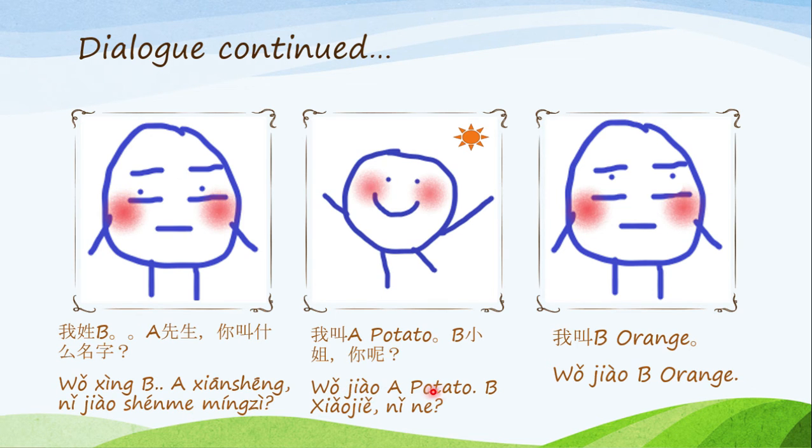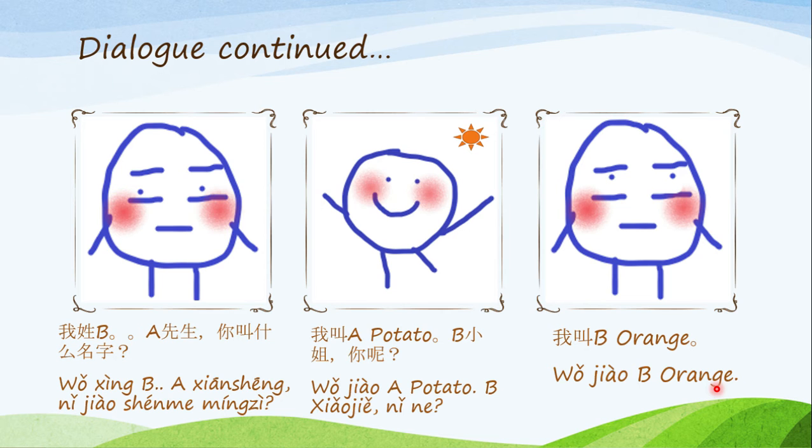我叫 A potato. B 小姐，你呢？我叫 means I'm called A potato. So this person's name is A potato. B 小姐，你呢？ Miss B. 你呢? Remember, 你呢 is "and you." So Miss 小姐, I meant to say Miss B, and you. So Miss B says, 我叫 B Orange. So my name, or what I'm called, is B Orange.